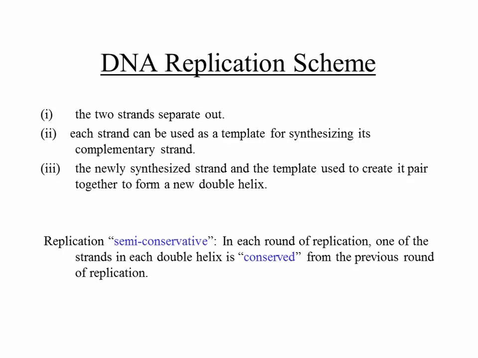So how is DNA replicated? The DNA replication scheme goes as follows. First, the two strands separate. Then each strand can be used as a template for synthesizing its complementary strand. Then the newly synthesized DNA strand and the template used to create it pair together to form a new double helix. So every time you have replication, you've basically multiplied the amount of DNA by 2.